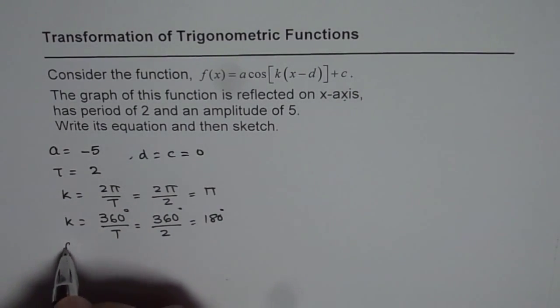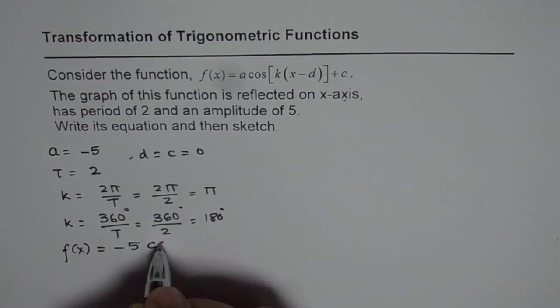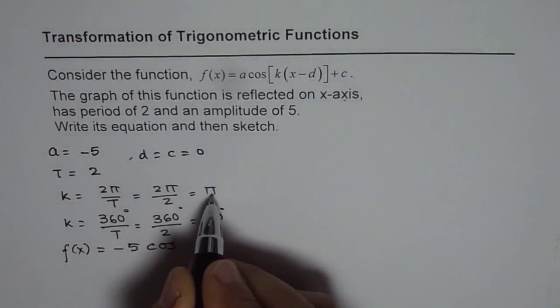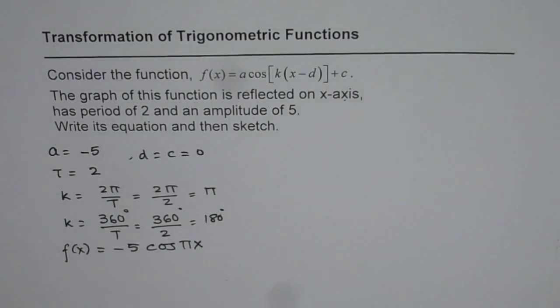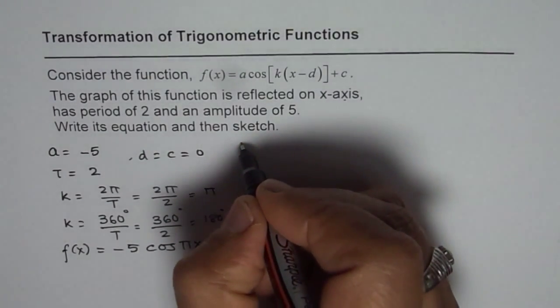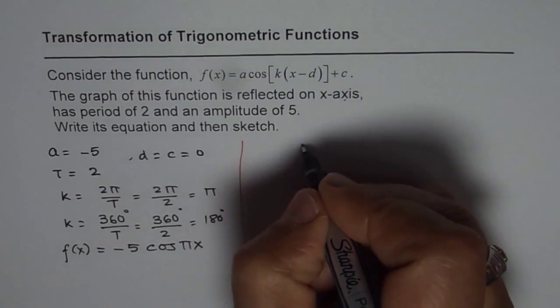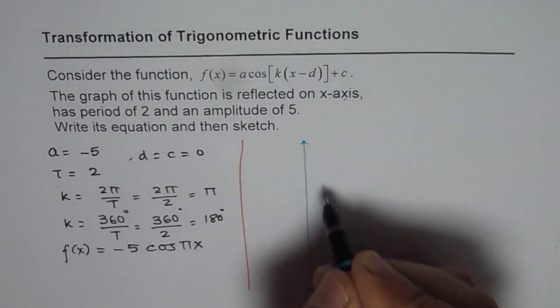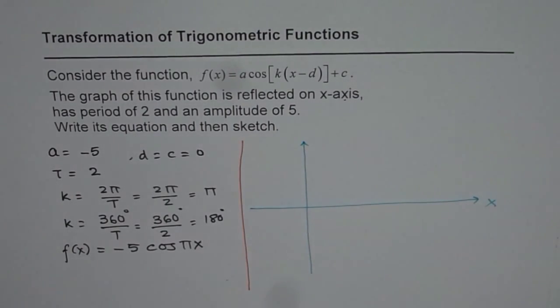So that gives us f of x. So f of x is minus 5 cos of pi x, I'm using radians at present, and c and d are 0. So that becomes the equation for me to sketch the graph of this function, right? Now let us see how to sketch the graph. So let me begin by making coordinate axis. So let's say that is y-axis for us, and this is the x-axis.